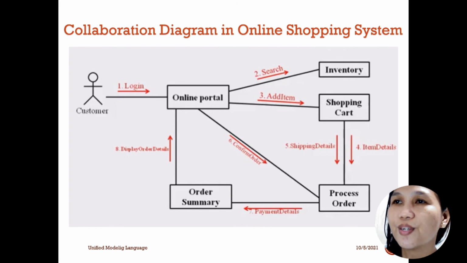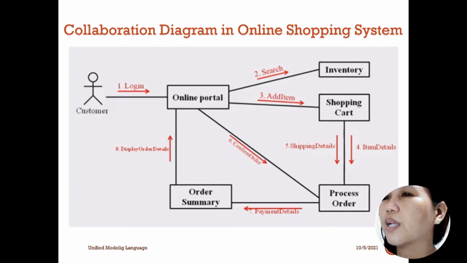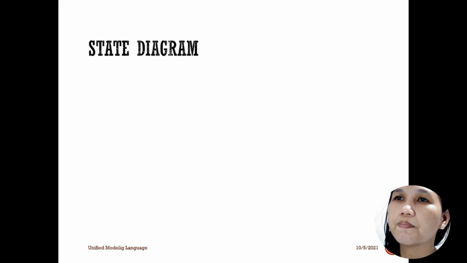Again, this is a collaboration diagram on an online shopping system. A certain customer will log into an online portal. It will search and check the inventory. If it's available, then it will add the item and put it in the shopping cart, process the order, and then the payment details, order summary, and then display the order details on the online portal. The confirmation of the order must then proceed.